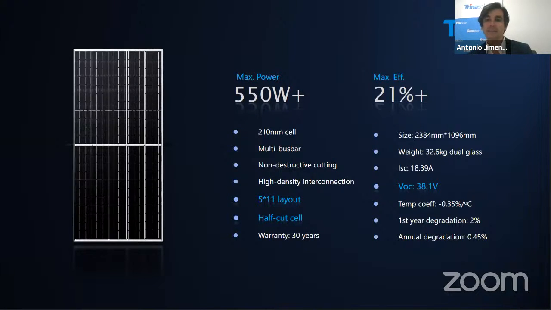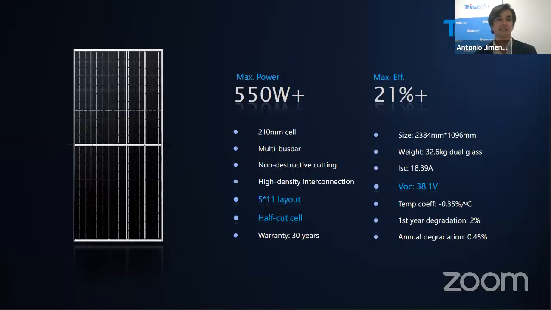One interesting characteristic of this module is that we depart from the traditional 144 or 120 cells. The module has 5 by 11 half-cut cells, so we are talking about 110 cells in circuits that give a lower voltage, around 38 volts. To compensate, the current is much higher than before, around 18 amperes for the monofacial.